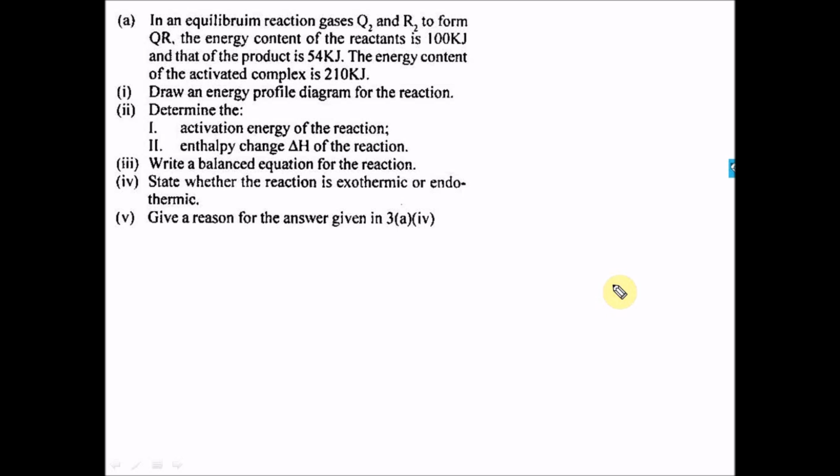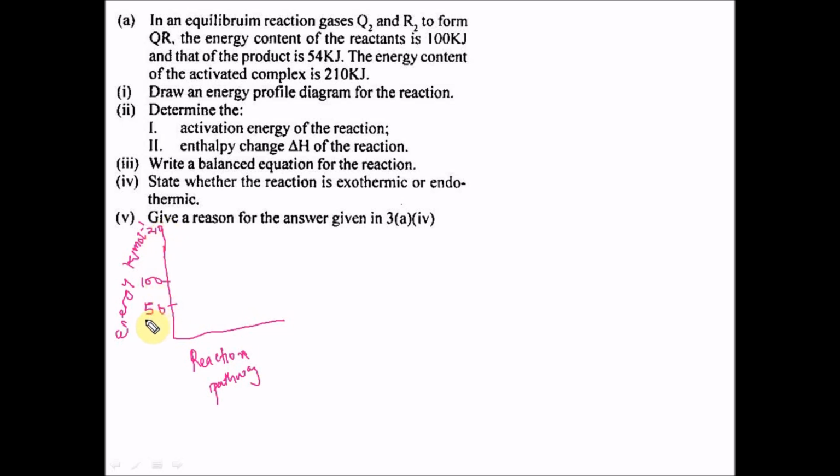So now to draw the energy profile, we know that we need the energy and the reaction pathway. It is energy versus reaction pathway. So let us draw that here. This is energy and it's in kilojoule per mole, and this is our reaction pathway. From the values given to us, you have 50, 54, 100, and 210. So let's start counting. 50, we can have 100 here. Then our activated complex, we have here 210.